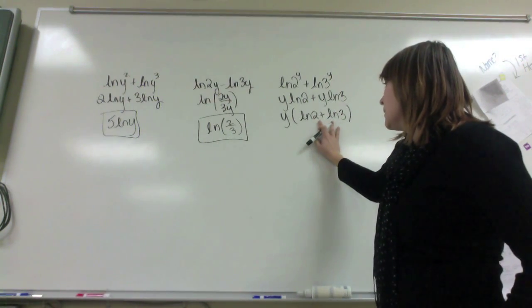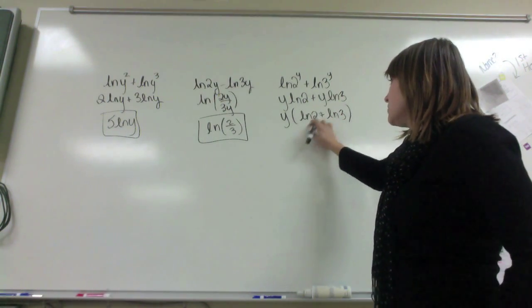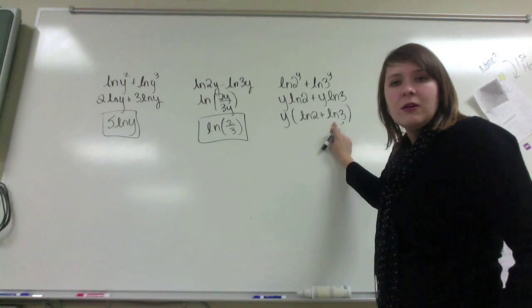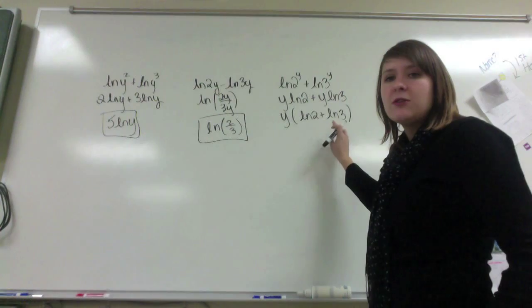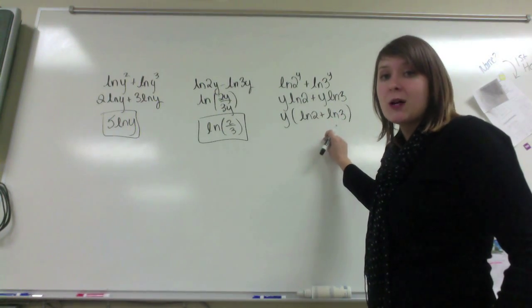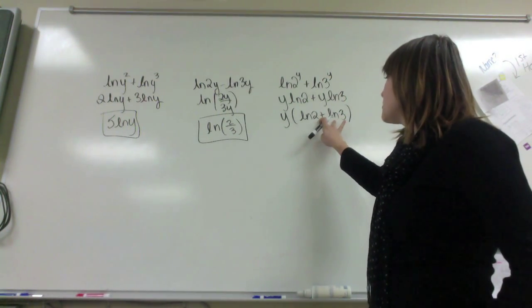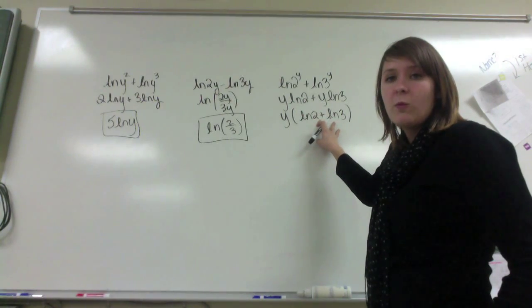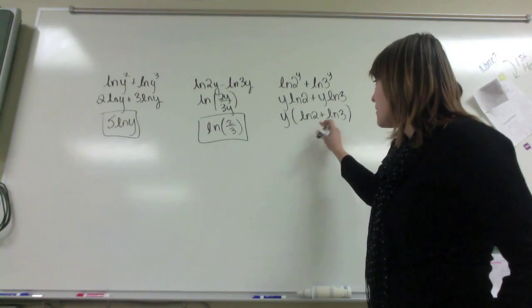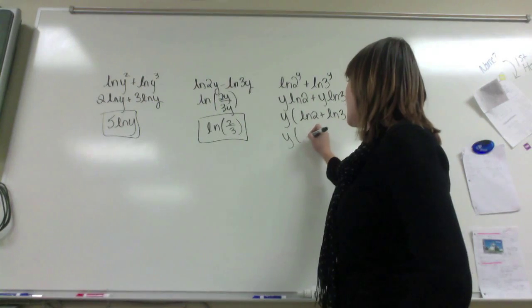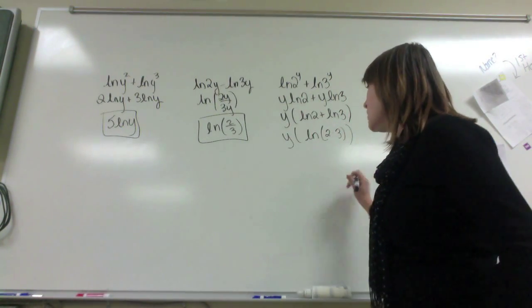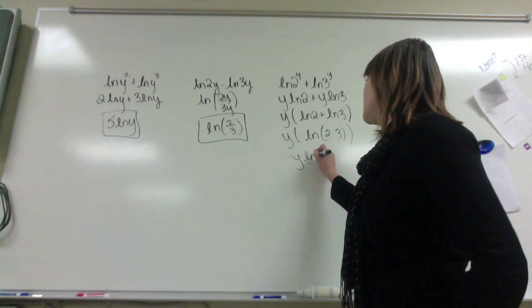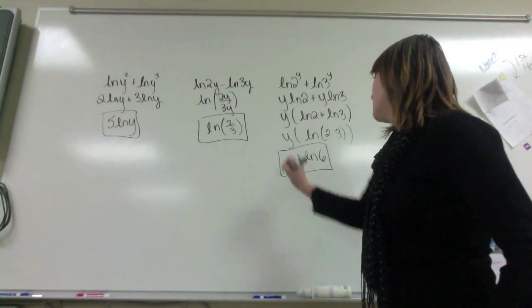Now looking here, I've got two natural logarithms added to each other. Remember that when you're adding logarithms, that means you're using your logarithm of product rule. So you can combine this into a single logarithm where the numbers are being multiplied together. So that would be y times the natural log of 2 times 3. So that's just y times the natural log of 6.